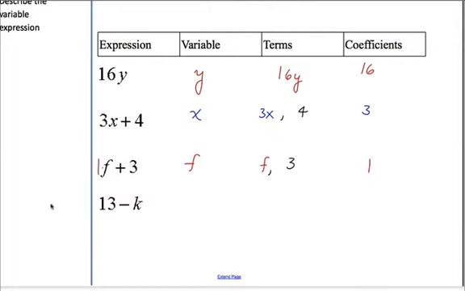And let's look at the last example. We have 13 minus k. So k is my variable. The two terms are 13, and since I'm subtracting k, oftentimes I'll think of that other term as negative k. And another way to think about that is the coefficient of k would be negative 1 because I'm subtracting k. It's like adding negative 1 times k.